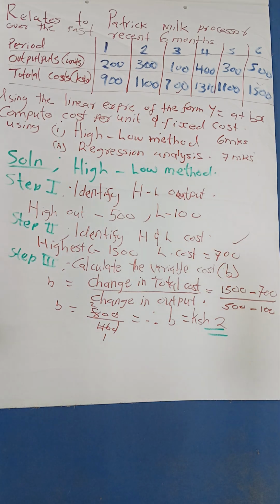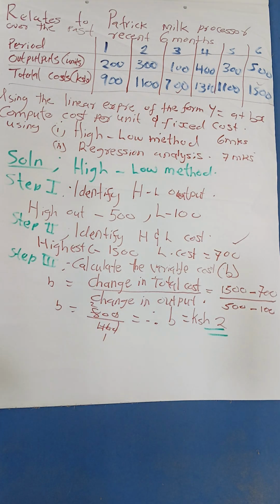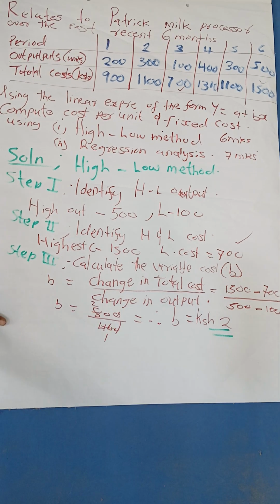Good. So I think you have seen how I identify the variable cost. Now, the next part is to identify the fixed cost. Because you have seen how we got the variable cost of 2 shillings, let us move on to the other page so that we can see how we identify the fixed cost.